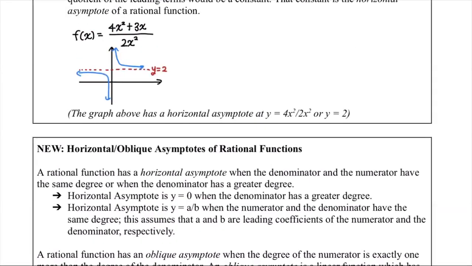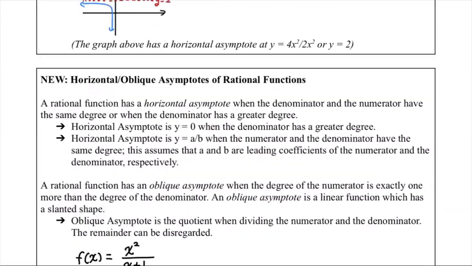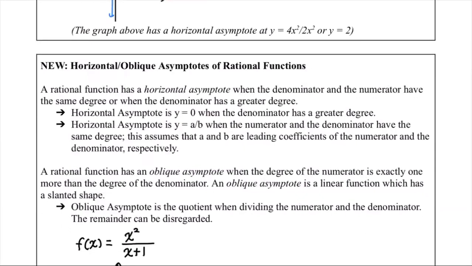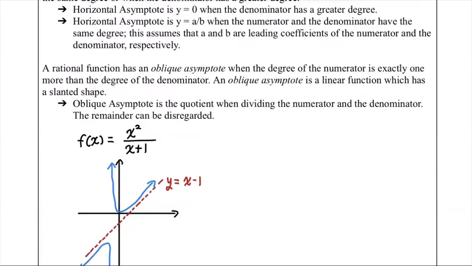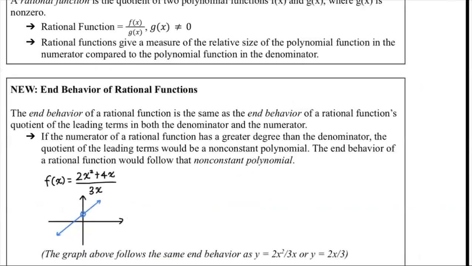That's the scenario that we looked at with this example. When the denominator and the numerator have the same degree, this assumes that a and b are the leading coefficients of the numerator and the denominator respectively, and we can conclude that the horizontal asymptote is simply a divided by b. A rational function has an oblique asymptote when the degree of the numerator is exactly one more than the degree of the denominator. This is like the scenario that we looked over here.